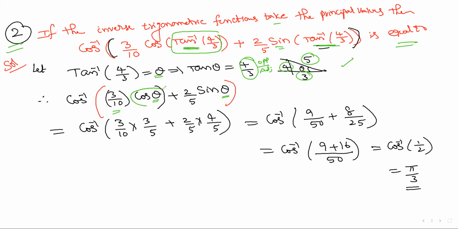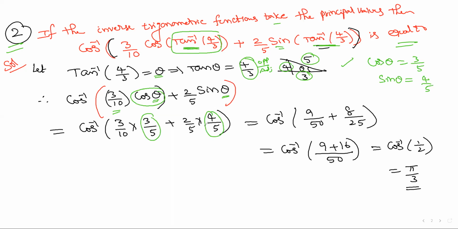Here, cos theta from this triangle: cos theta is equal to adjacent side by hypotenuse, which is 3 by 5. Write 3 by 5. Sin theta, from the same triangle, we have to find sin theta. Sin theta is 4 by 5. Write 4 by 5.